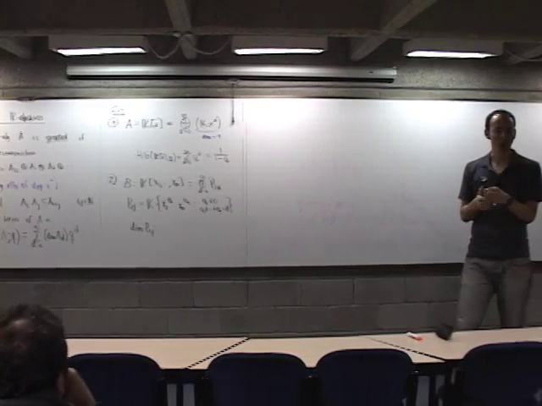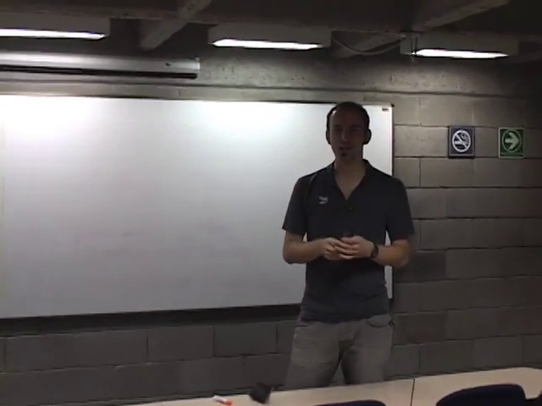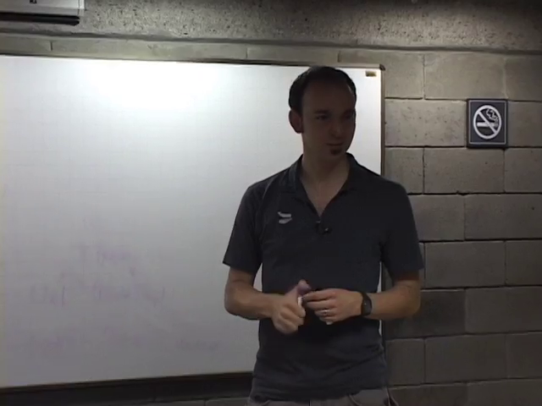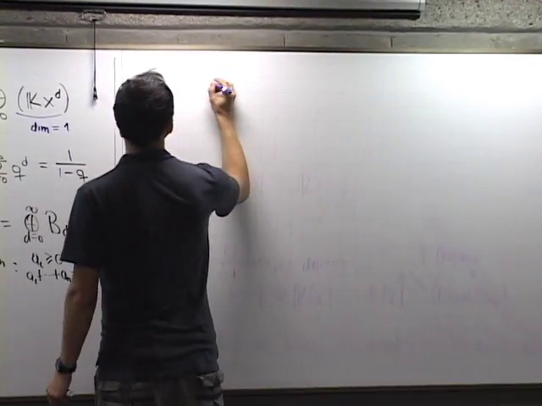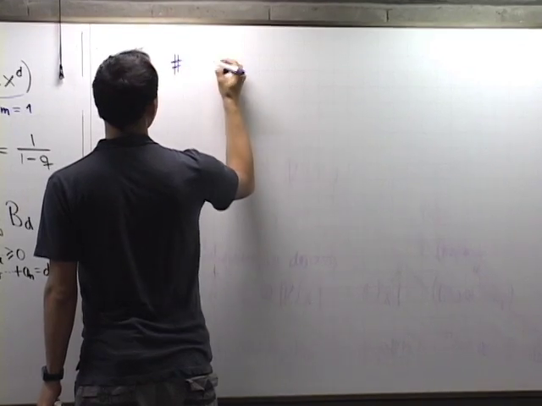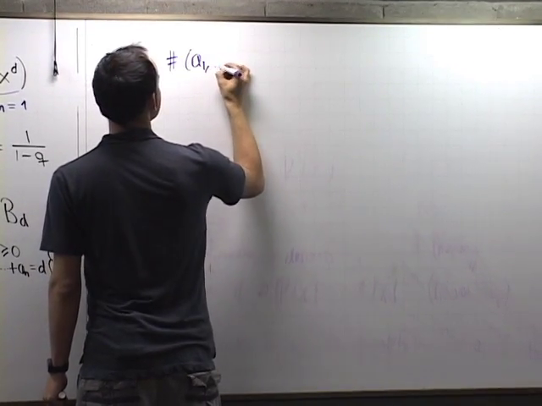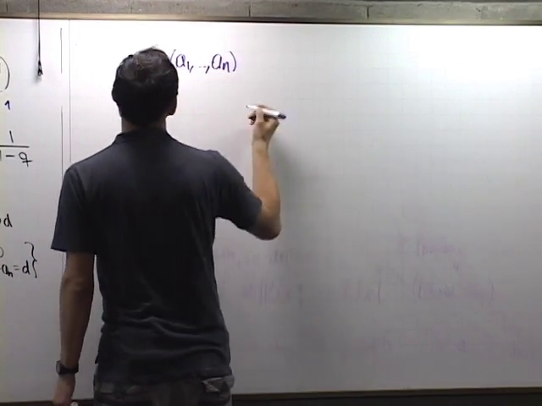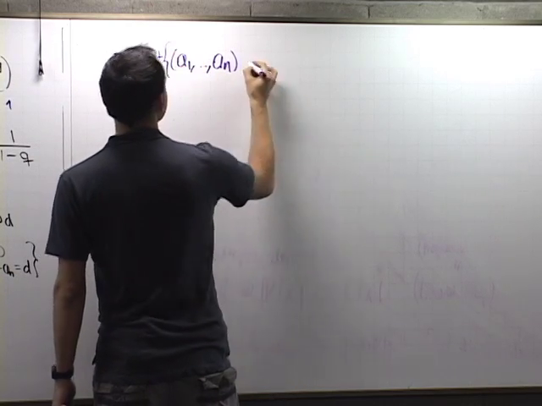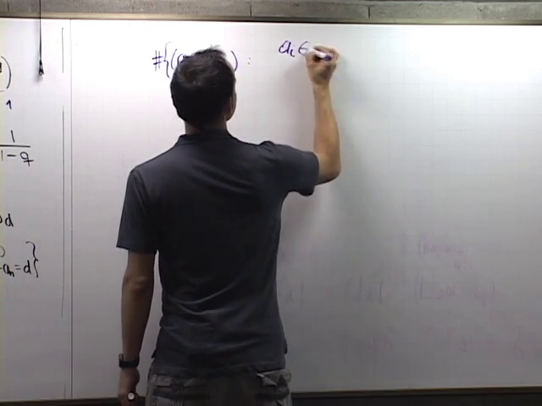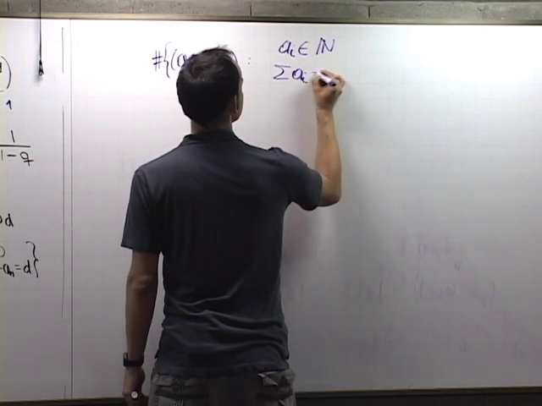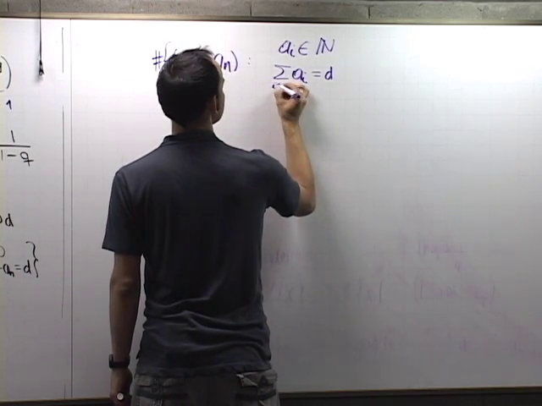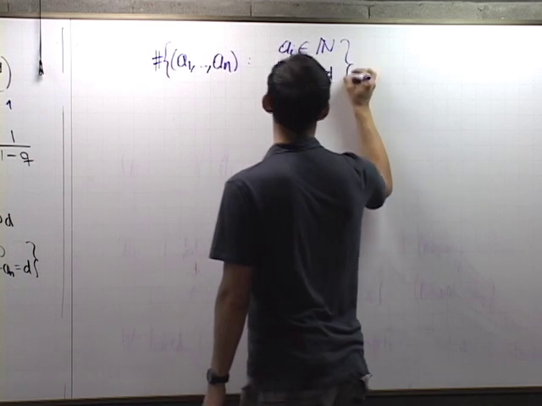So I see maybe you have some ideas of how to do this. Combinatorics is not a prerequisite for this class, and so we're gonna do this real quick. Okay. So we want to count the number of a_i's. These guys are natural numbers, and they add up to d.